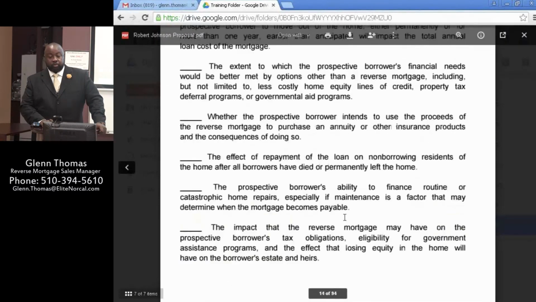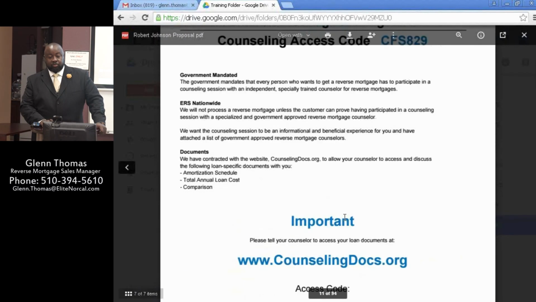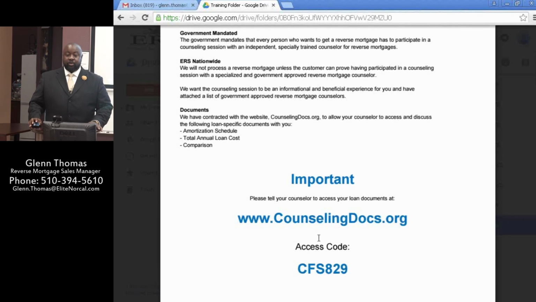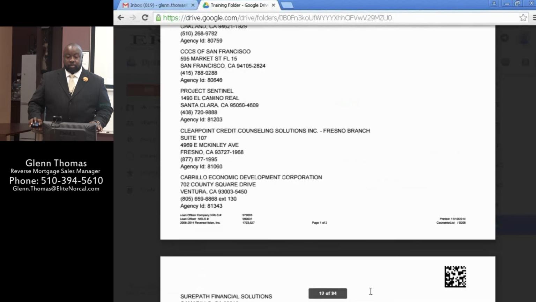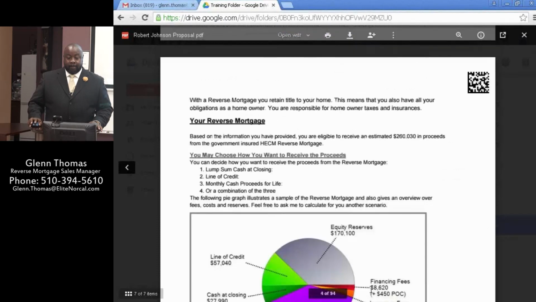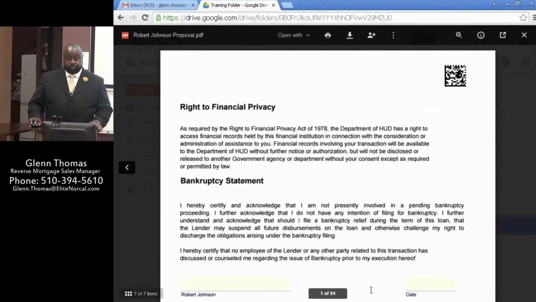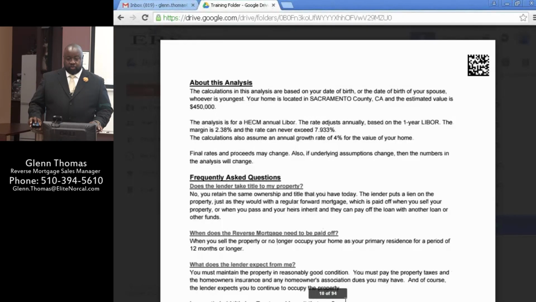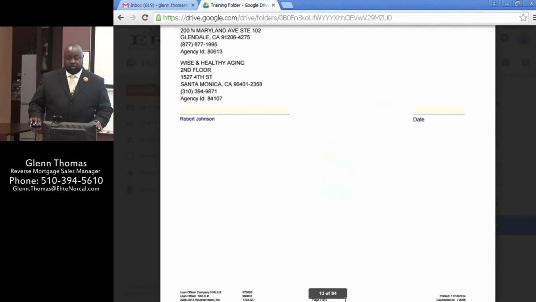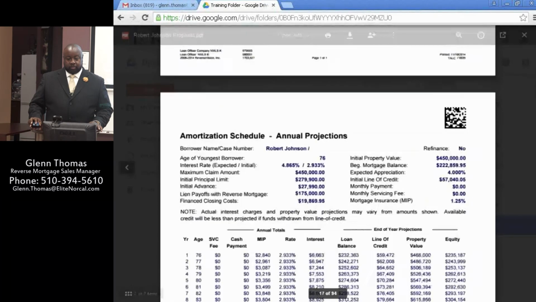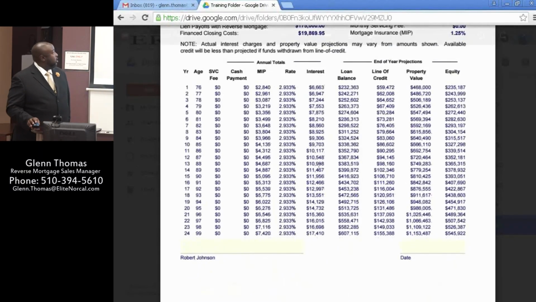And like I said, within that proposal, when they go to counseling, your counselor is going to say, hey, I need your loan docs. Okay, here you go, counselor. Go to this website right here. Enter this code. It's going to bring up all my loan docs and the products that I recommended. It's going to show them a couple of different things I'll show you: the amortization chart, the comparison. See right here, the counselor is going to have all this.